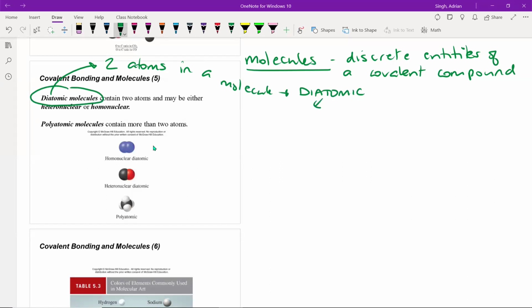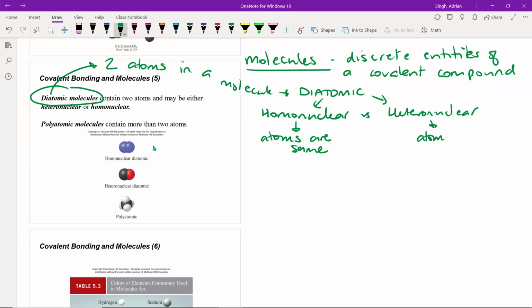We have what are known as homonuclear versus heteronuclear. The difference there is whether the atoms are the same. So homonuclear diatomic means that the atoms are the same, whereas in heteronuclear, the atoms are different. Okay, and we've seen several examples of these already.